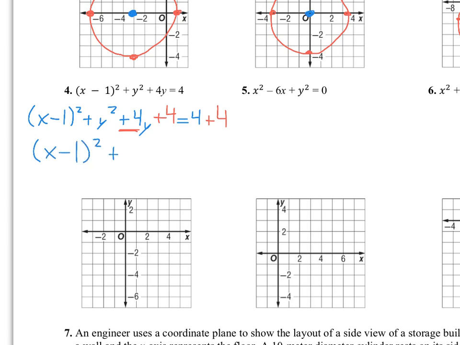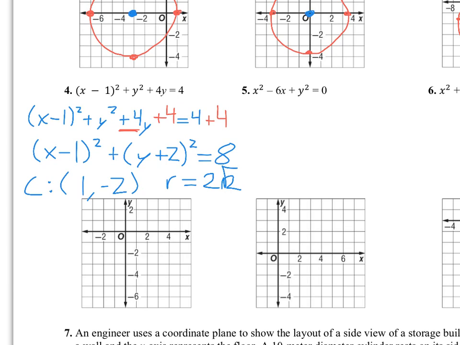Alright, factoring y squared plus 4y plus 4, we get y plus 2 squared equals 8. So our center, we do the opposite, 1, comma negative 2. Then our radius is going to be the square root of 8. The square root of 8 is also known as 2 radical 2.